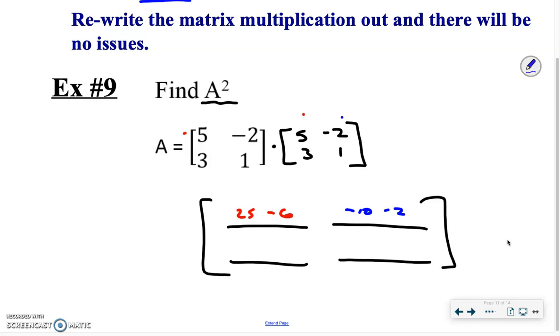Now we're targeting row 2, column 1. So we're going to multiply row 2 times column 1. First element is 3 times 5, 15. Second element is 1 times 3, 3. And then finally, row 2, column 2. Now we're multiplying row 2 times column 2. First element, 3 times negative 2 is negative 6. Second element, 1 times 1 is 1.